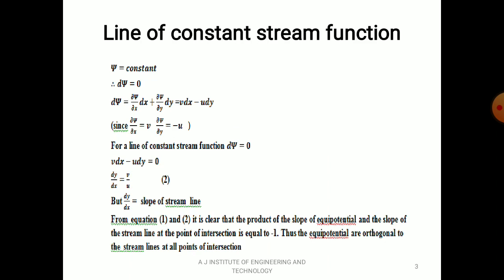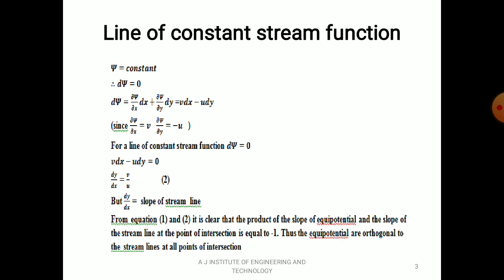Now let us go for line of constant stream function. It is again similar to velocity potential function. Instead of velocity potential function, along the line the value of the stream function, represented by xi, is constant. So xi equal to constant. Differentiating again, d xi equal to the differentiation of a constant, that is again equal to 0. Therefore d xi equal to 0.